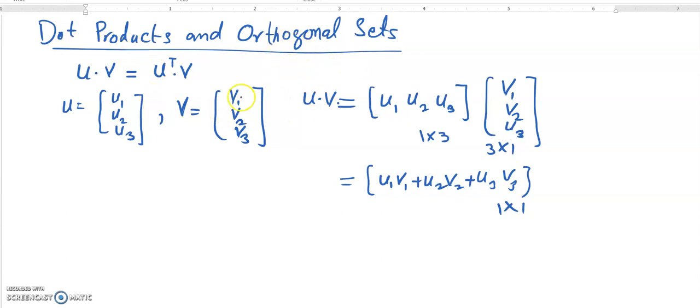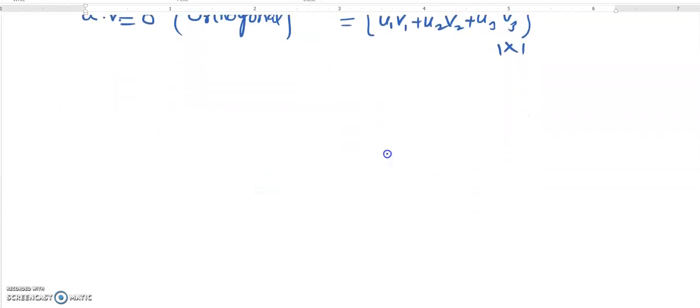Whereas orthogonal vectors are those whose dot product is 0. So if you take two vectors u and v, and their dot product is 0, then these two vectors are called orthogonal. A set of such vectors is called an orthogonal set. Okay, and there are some further concepts which I will describe when doing the problems.